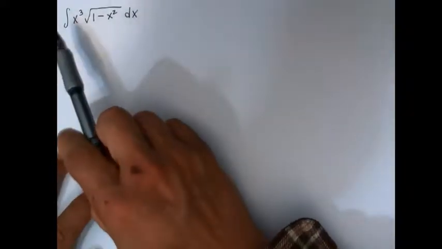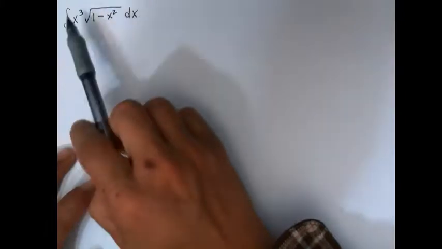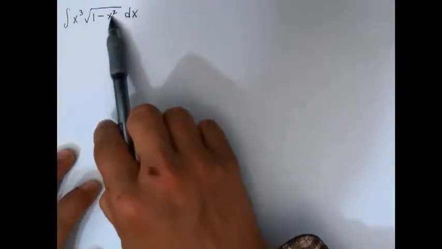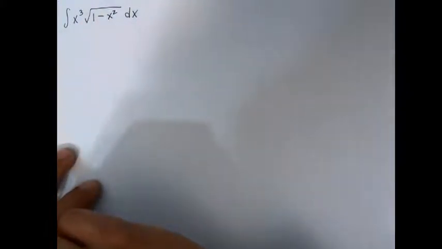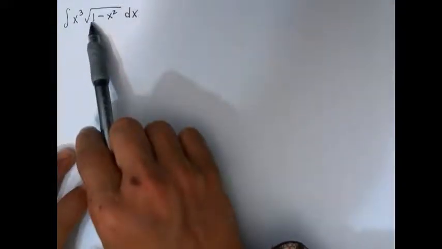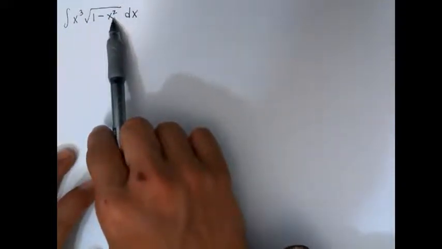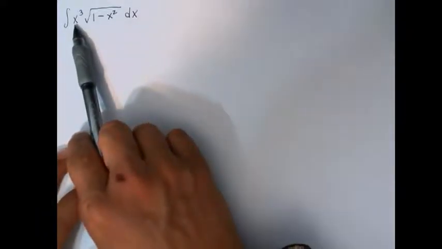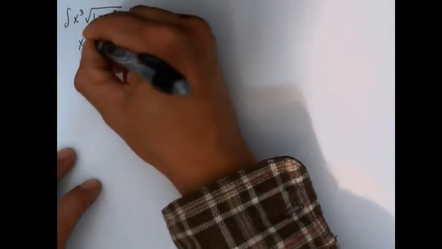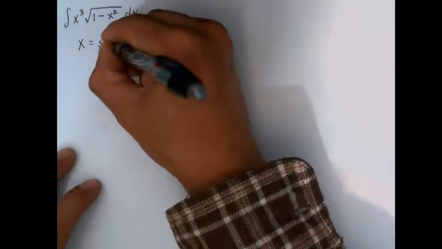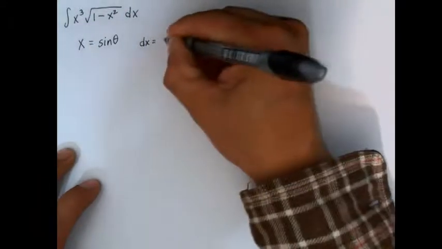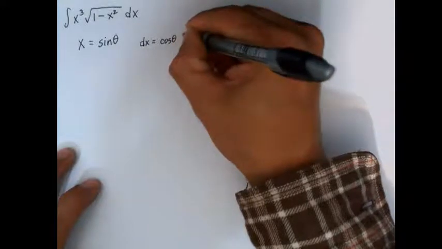In this video we're going to anti-differentiate the product of the square root of 1 minus x squared and x cubed. And if you look at this, you know that you can't let u equal 1 minus x squared, because what would you substitute with dx? So the solution is that this is a trigonometric integral, because if I let x equal sine theta, then dx is cosine theta d theta.